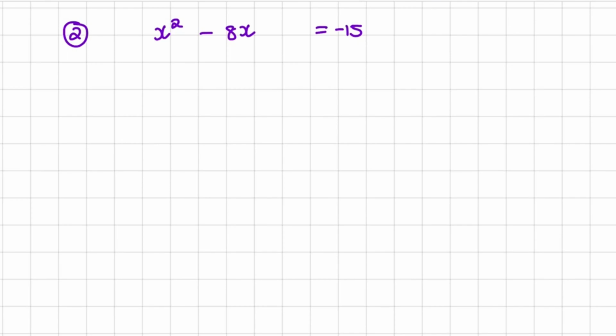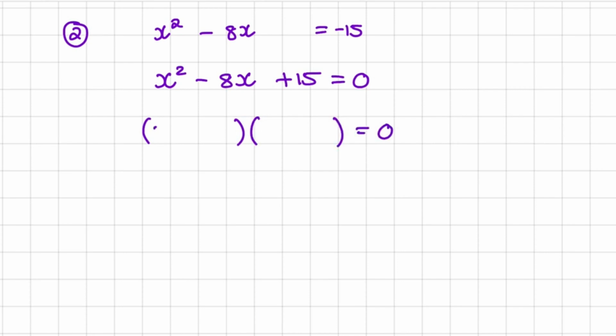Here we also have a trinomial, but notice it's not written in standard form. So what I first would like to do is move the negative 15 to the right hand side, and that becomes plus 15. And then you can use whatever method of factorization that you would like to use. This one I'm going to do mentally.